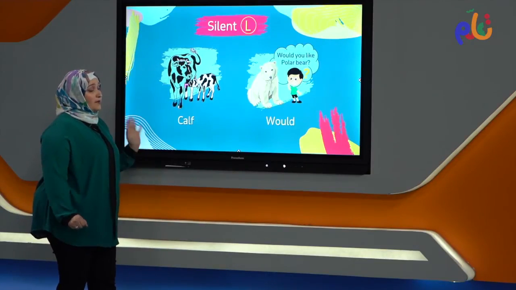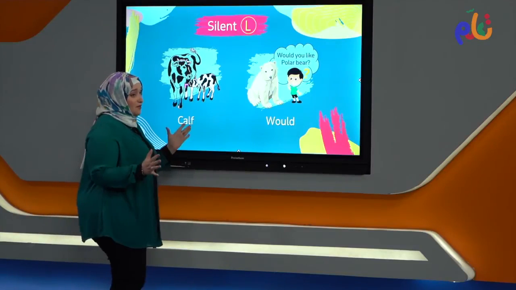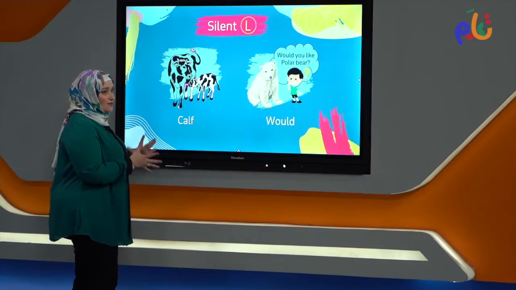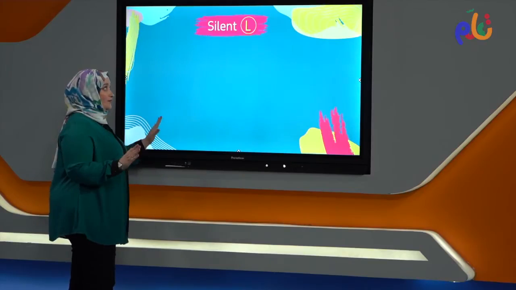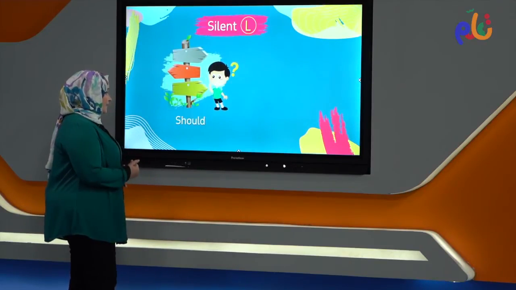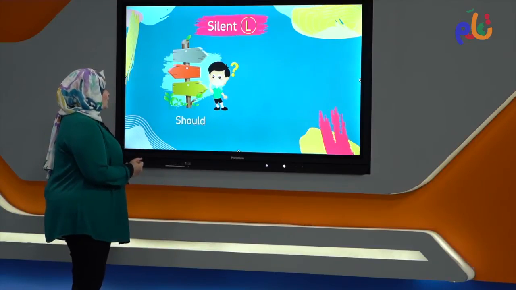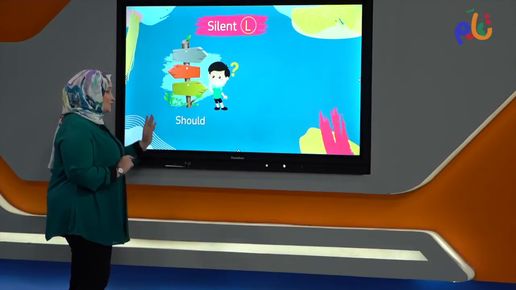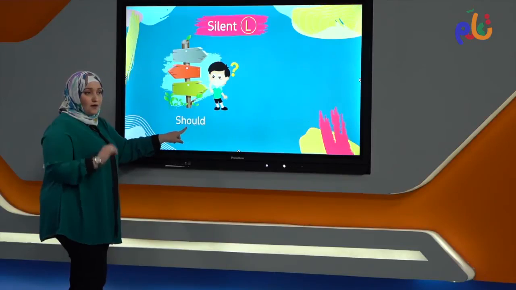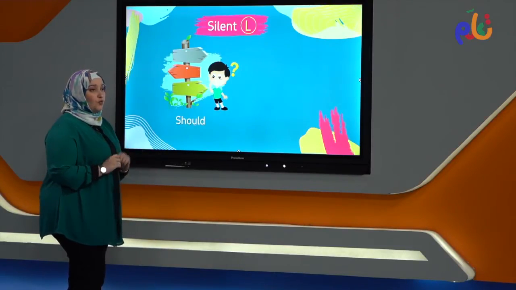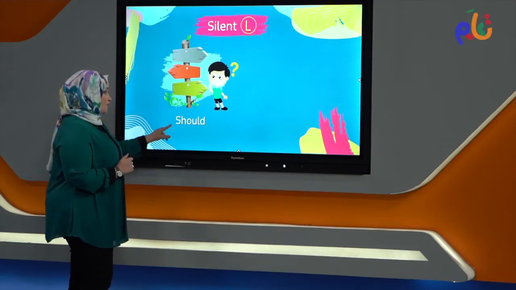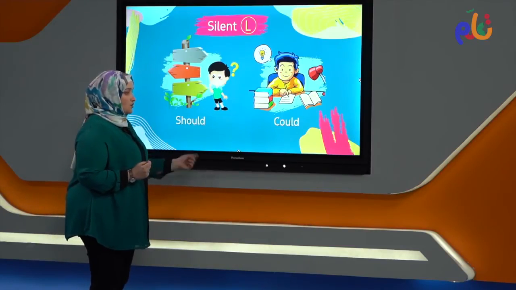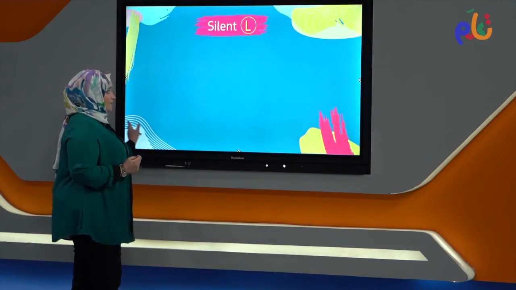Would you like a polar bear? That's a big bear, so I don't think we could have it as a pet. This type of bear is very big, and I don't think we could keep it at home like a cat or a dog. It's a pretty big bear and needs a certain type of weather. Should. Again we did not pronounce the letter L. Should. Because before the L came one of the three vowels, the U. One of the three vowels, the U. As soon as it appears before the L, we do not pronounce it. Could. Of course we did not pronounce the L.